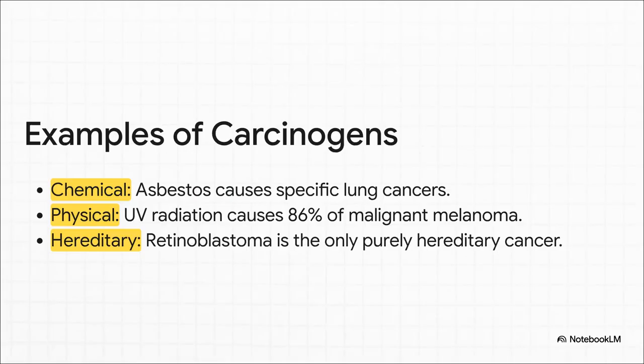Let's look at a few specific examples to make this real. A classic chemical carcinogen is asbestos, which is infamous for causing specific cancers of the lung and its lining called bronchogenic carcinoma and pleural mesothelioma. A common physical one is UV radiation from the sun, which is responsible for a staggering 86% of malignant melanoma skin cancers. And in that hereditary category, the only cancer identified so far that's considered purely hereditary is a rare eye cancer in kids called retinoblastoma.